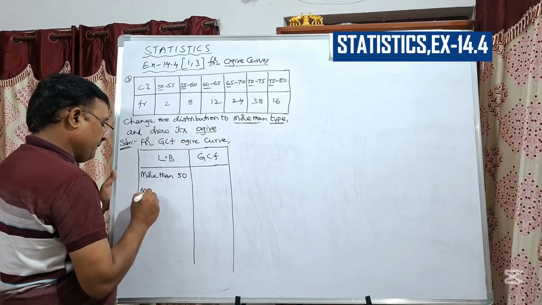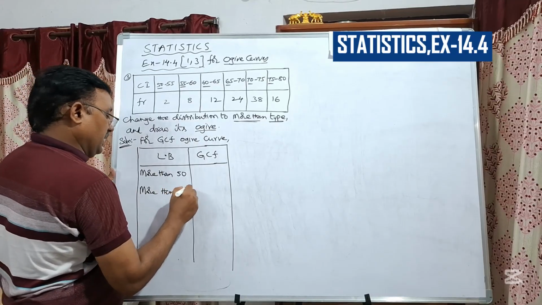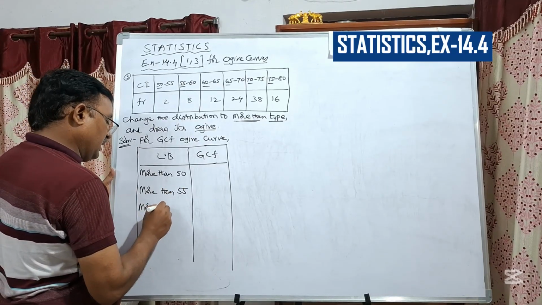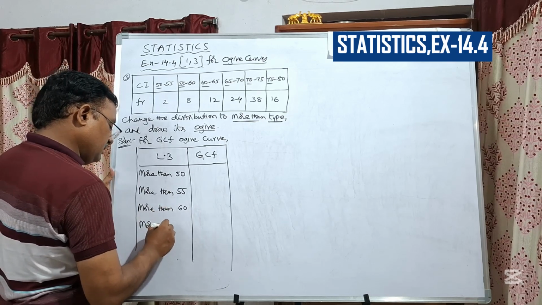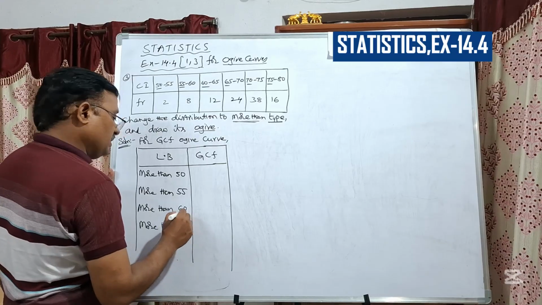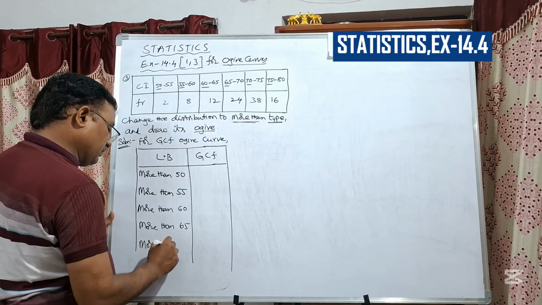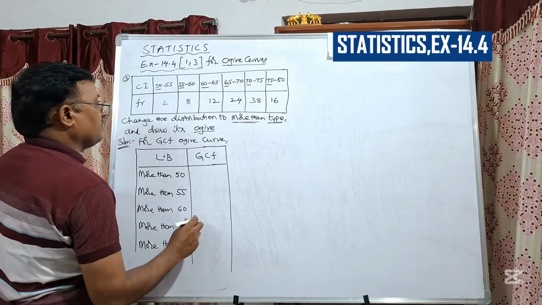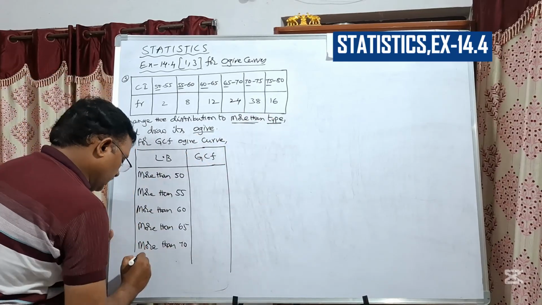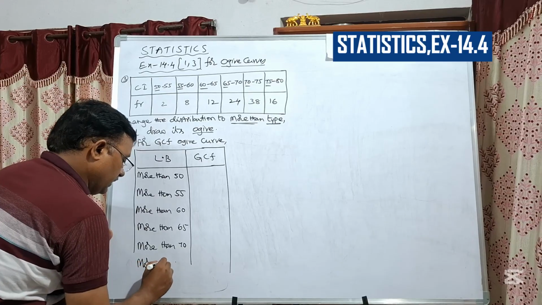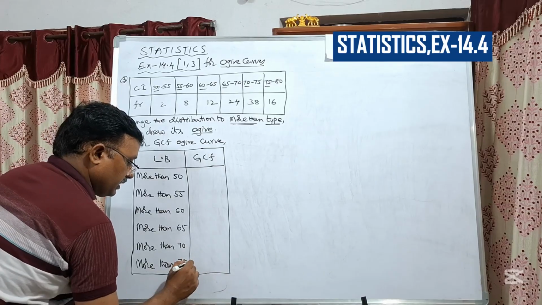Next one, more than second lower boundary 55. Next one, more than 60, more than 65. Gradually they are increased by 5. Observe that while writing itself. So more than 70, and the last lower boundary 75. That's why this will become more than 75. So now this is the table we require.